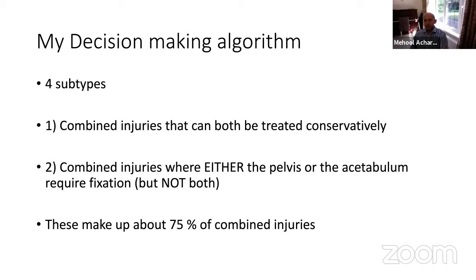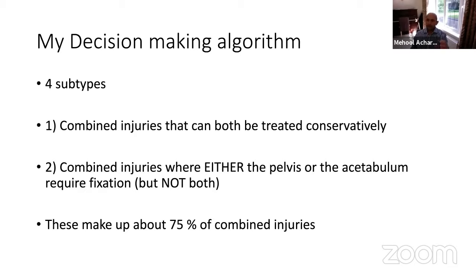So what do I think about? What's my decision-making process? What's my decision-making algorithm when I look at these combined injuries? For me, I think there are four subtypes, okay? There are those combined injuries which can both be treated non-operatively. So this would be a lateral compression type 1 pelvic ring injury with possibly an infratectal transverse fracture or an infratectal T fracture, okay? With a roof arc angle of more than 45 degrees, all of that could be treated non-operatively.